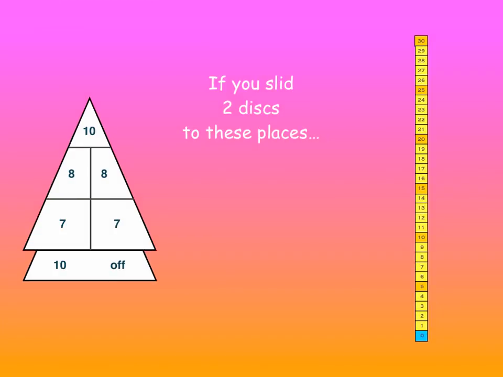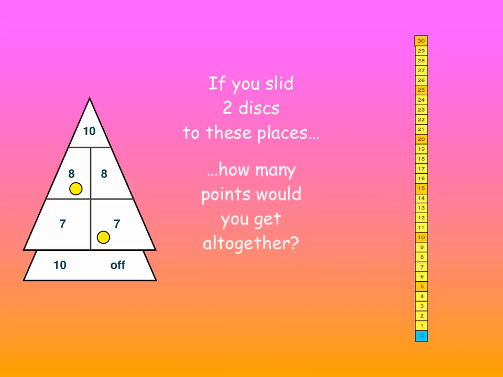Okay, if you slid two discs to these places, how many points would you get then? Well, let's say you're not sure what 8 plus 7 is, so you start at 8 on the number line or the scoreboard, and then you're going to count upwards 7 jumps or 7 spaces. Here goes. 1, 2, 3, 4, 5, 6, 7. And you can see that 8 plus 7 is 15. So you get 15 points.